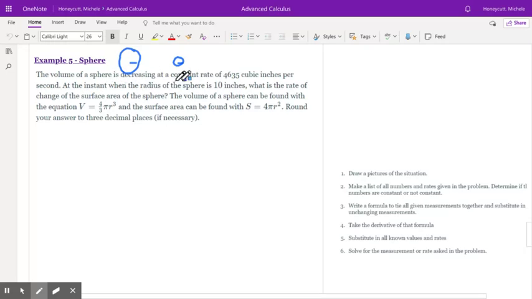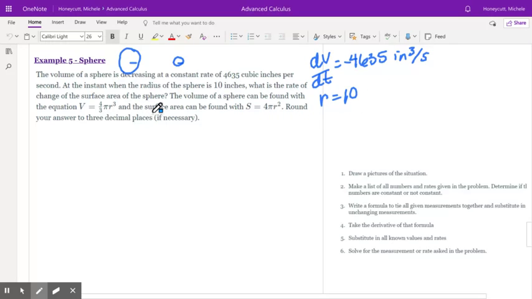Let's see, the volume of a sphere is decreasing at a constant rate of 4,635. So dV/dt equals, since it's decreasing, I need to write negative 4,635 cubic inches per second. At the instant when the radius is 10 inches, so r equals 10 at an instant, what is the rate of change of surface area?